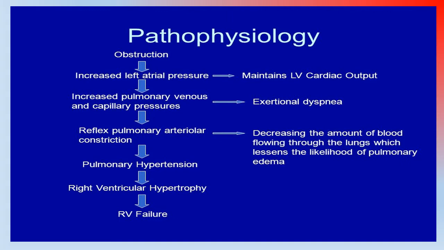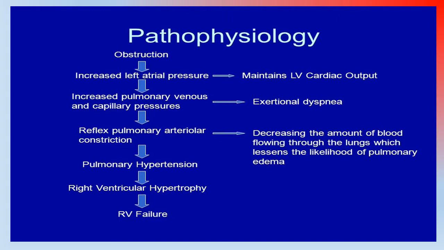As a result, there will be a backflow of blood to the pulmonary system, with an increase in pulmonary venous and capillary pressure. In this condition, the patient will feel exertional dyspnea. Once the pulmonary venous and capillary pressure increases, there will be a reflex pulmonary arterial constriction. So there will be a decreased amount of blood flowing through the lungs, which lessens pulmonary edema. As a result there will be pulmonary hypertension, and the person will go on to right ventricular hypertrophy and finally right ventricular failure.